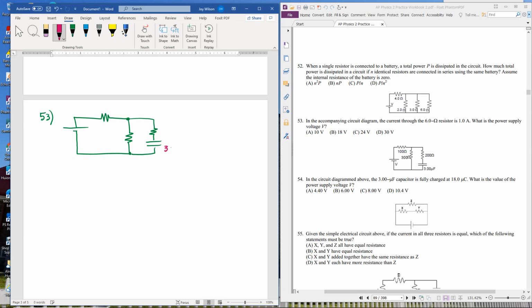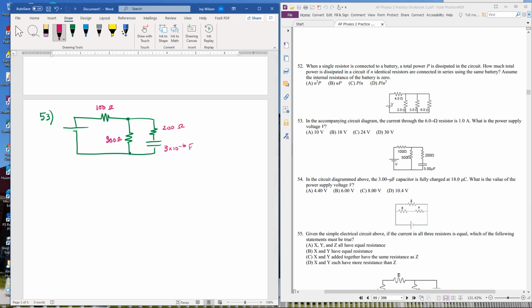This one is 3 times 10 to the negative 6 farads. This is 200 ohms. This is 300 ohms. And this is 100 ohms. They ask you the current through the 6 ohm resistor.